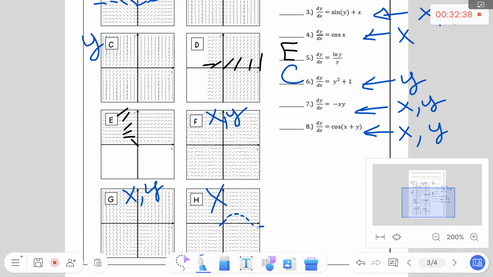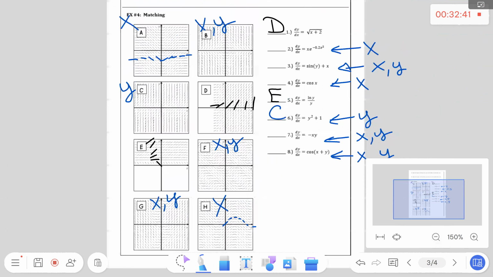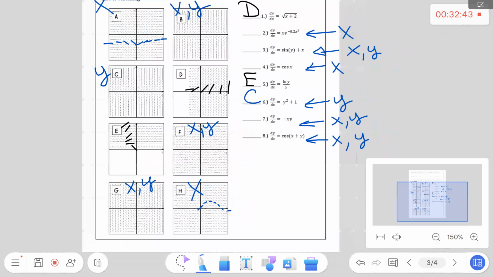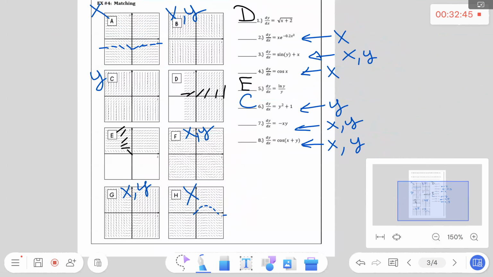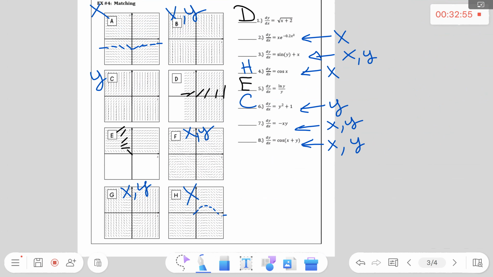So let's finish up with the y's first. So what do we find out with our study of x? H was a slope field that looks like it's trig in nature and it only deals with x. That's going to be number 4, right? See that? So by process of elimination, A is going to be 2. So I'm going to erase.